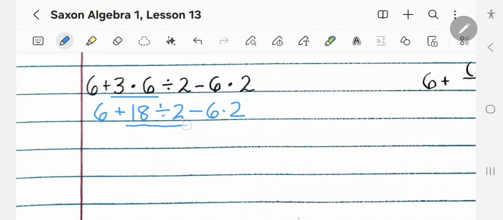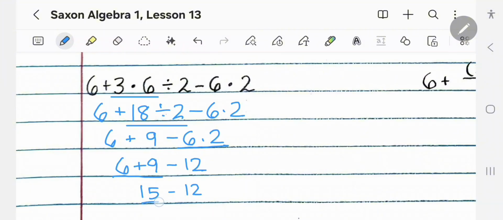Now we're going to deal with this. 6 plus 9 minus 6 times 2. Now we're going to deal with this. 6 plus 9 minus 6 times 2 is 12. And then we're going to add and subtract from left to right. We've got 15 minus 12. And when you combine that, you get 3.